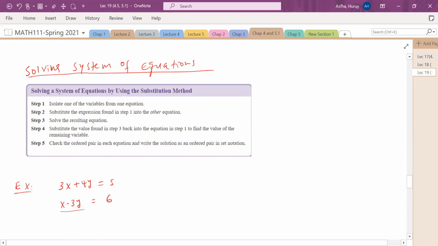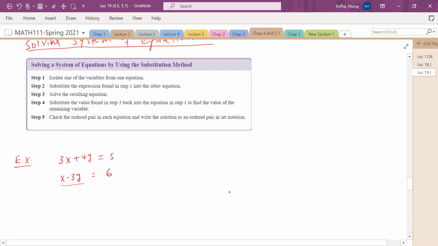Therefore, once you solve for one of the variables, then you substitute that expression in the other equation. Meaning, for example, let's take this example. So here we have two equations. You can either pick this one or this one. For me, I will pick this one, for example, because it's easier.